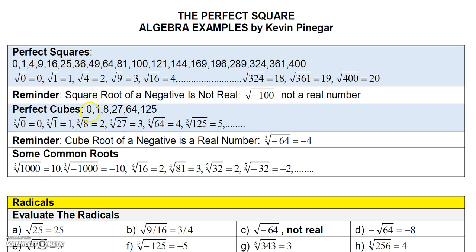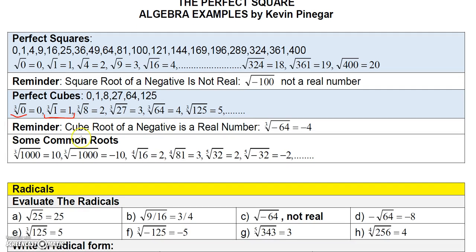Here are some perfect cubes: 0, 1, 8, 27, 64, 125. 0 is a perfect cube because 0 cubed is 0. 1 is a perfect cube because the cube root of 1 is 1, because 1 cubed equals 1. 8 is a perfect cube because the cube root of 8 is 2, since 2 cubed equals 8. 27 is a perfect cube because the cube root of 27 is 3, since 3 cubed is 27. And 4 cubed is 64, so 64 is a perfect cube. 5 cubed is 125, so 125 is a perfect cube, and so forth.